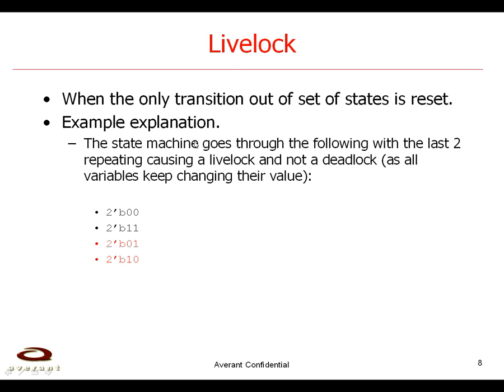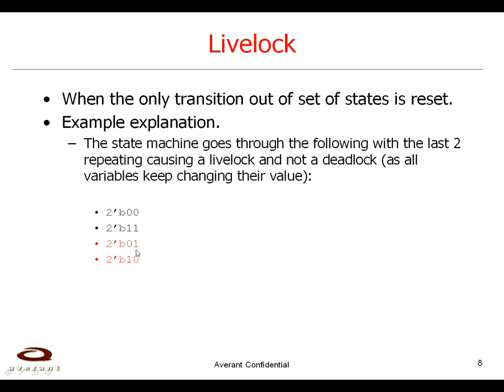Now let's go look at livelock. And livelock happens when the only transition out of a set of states is reset. So here the example that we have is a state machine, and the last 2 states of the state machine keep repeating. So you go from state 0 to 1, or from 0 to 3, and then you go back and forth between 1 and 2. And as you can see, all bits keep changing in this cycle.